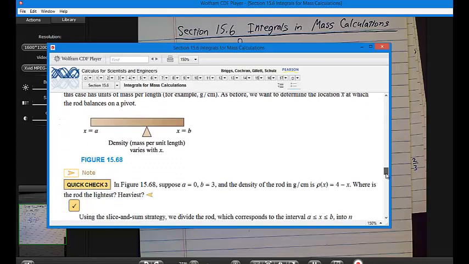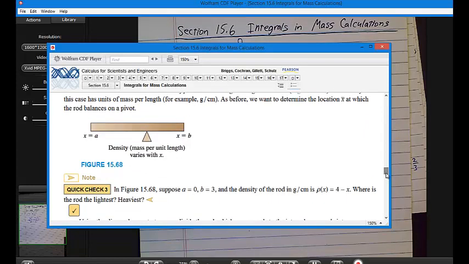Okay. So now the concept of density comes into play. Mass per unit length. It says in figure 15.68, suppose A equals 0, B equals 3, and the density of the rod. By the way, do you guys know that Greek letter? That's rho. Yeah, that's the Greek letter rho. Okay, so it's the R, but that's what we'll use for density here. Rho of x is 4 minus x.